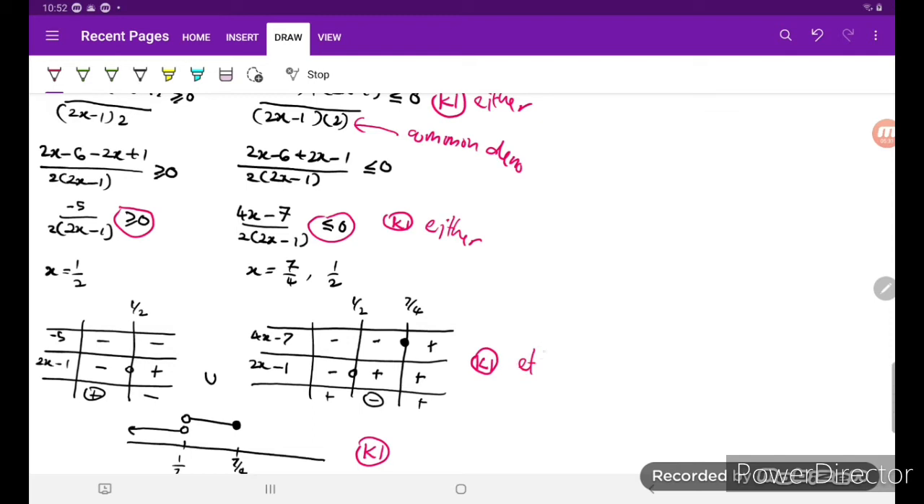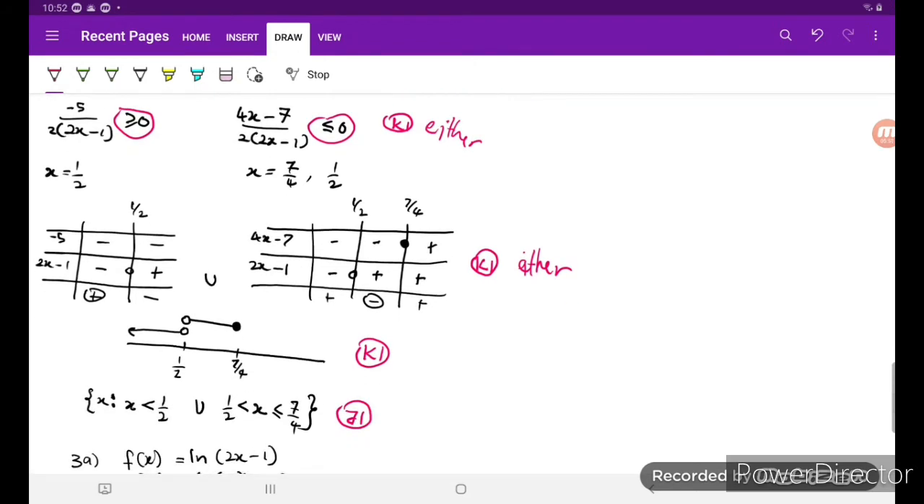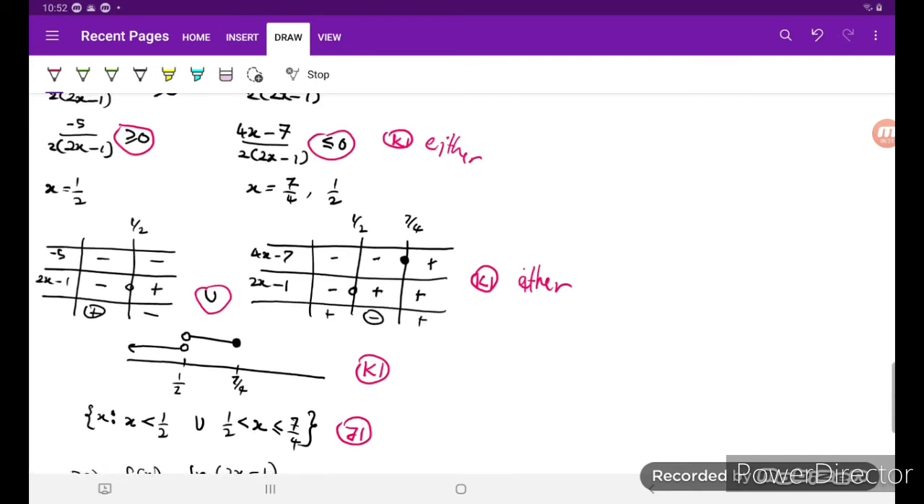K1 is also either one. K1 is either one. Either one correct, the table. Okay. K1 should be like this. Union. Okay. And then J1 will be in solution set. Exactly like this. Okay. That's all.